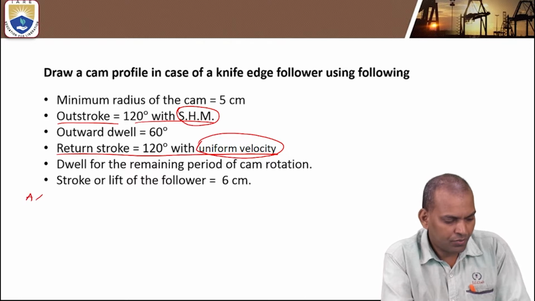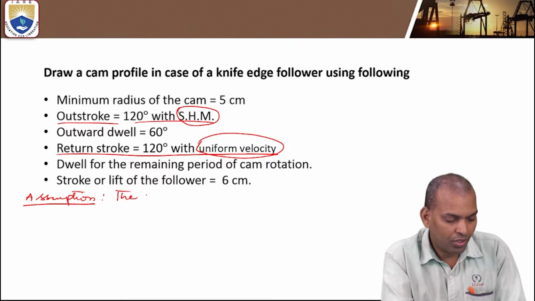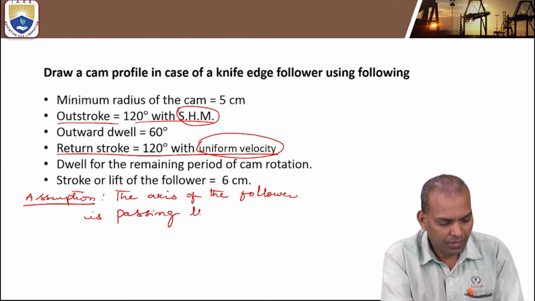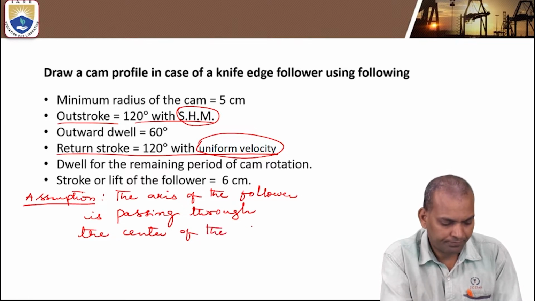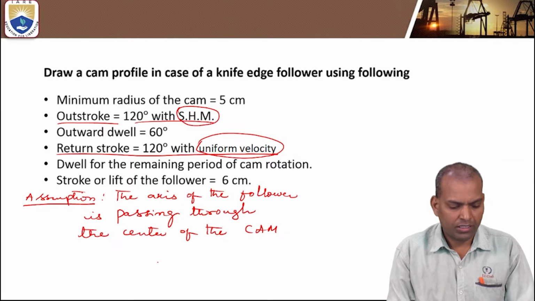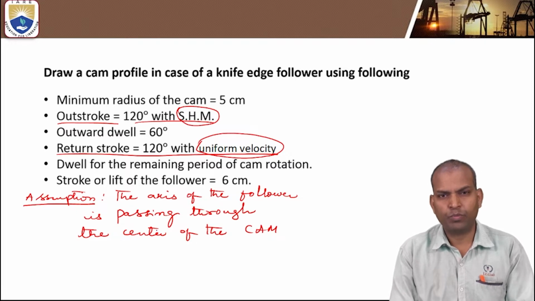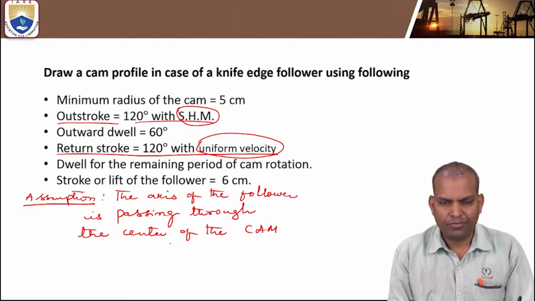And what is the assumption? The assumption is that the axis of the follower is passing through the center of the cam. So with that assumption, it is not an offset follower; the axis of the follower is passing through the center of the cam. So let us begin to draw the cam profile.